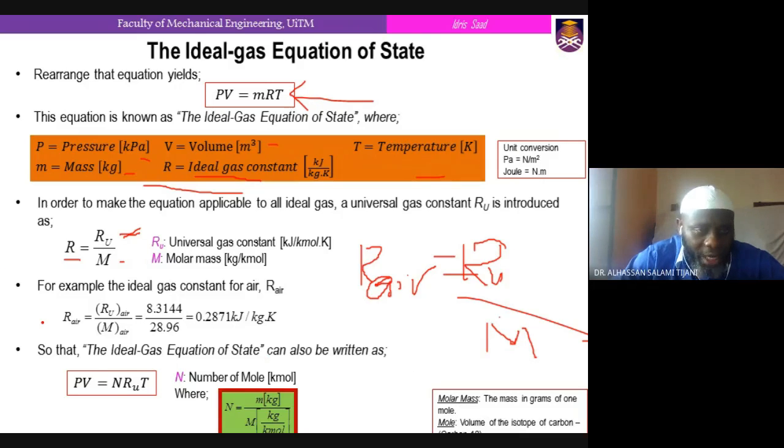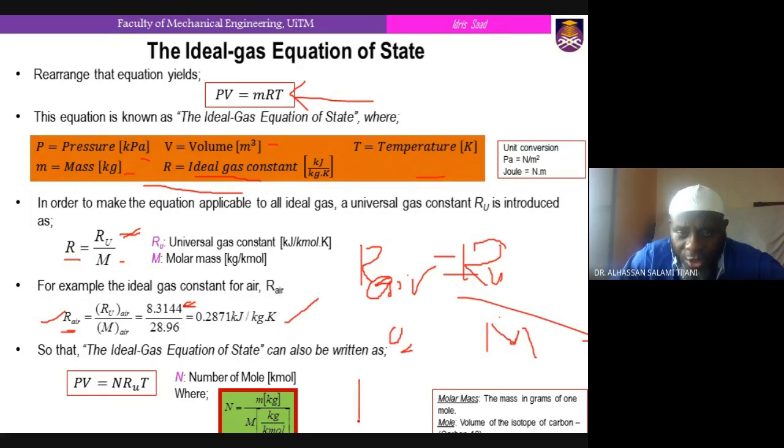Oh yes, we have it over here. So the ideal gas constant for air equals the universal gas constant divided by the molar mass of air. So this is universal, this is a constant parameter, it does not change. Okay, so then the molar mass of the air is also given. So the ideal gas constant for air is this. You understand me? So the ideal gas constant for air is different from the ideal gas constant for oxygen.